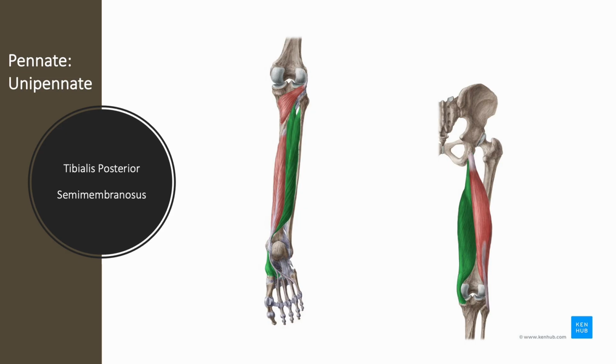Okay, here we have unipinnate, which is the muscles like the tibialis posterior and the semimembranosus, and they're called the half feathers. So the tibialis posterior is deep in your calf, and the semimembranosus is one of your hamstrings. These fibers run diagonally into one side of the tendon.